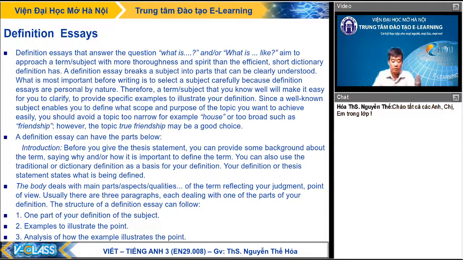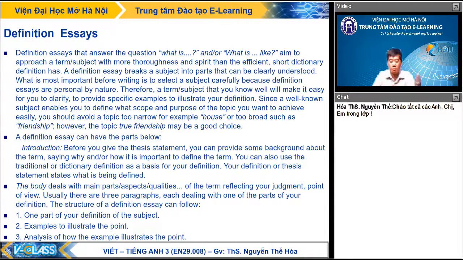And for the introduction, before you give the thesis statement, you have to provide some background about the term, saying why and how it is important to define the term. You can also use the traditional or dictionary definition as the basis for your definition. Your definition or thesis statement states what is being defined. And of course, in the body, we deal with the main part.